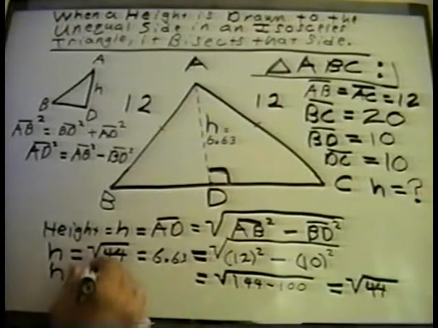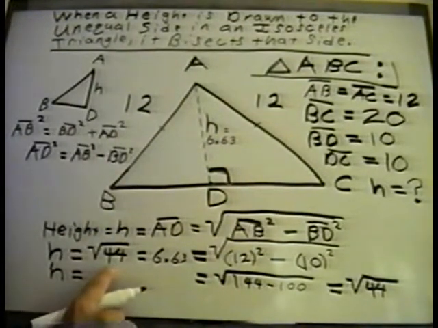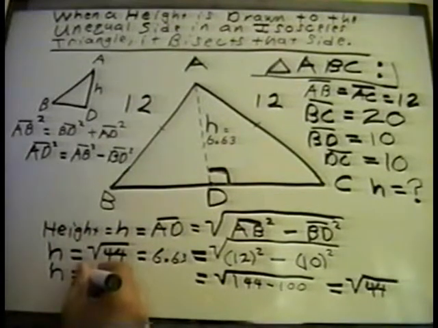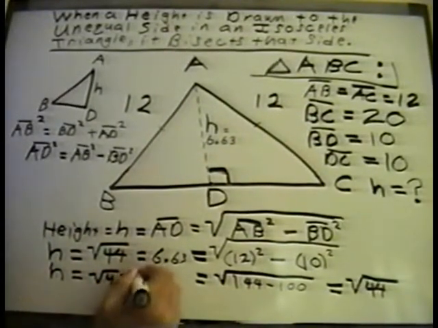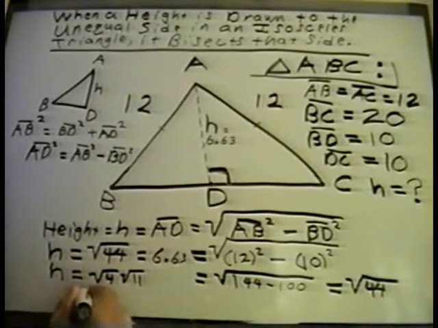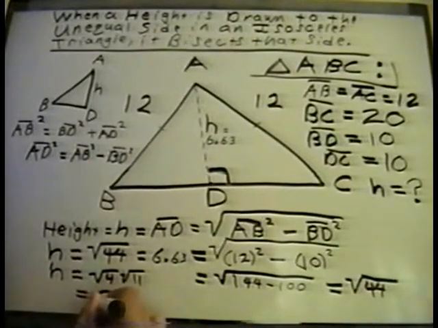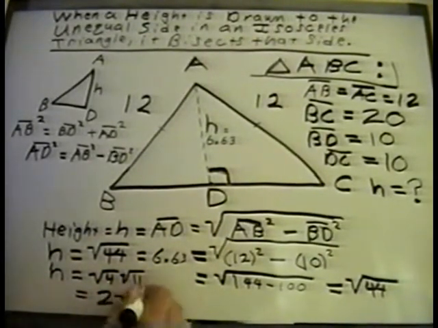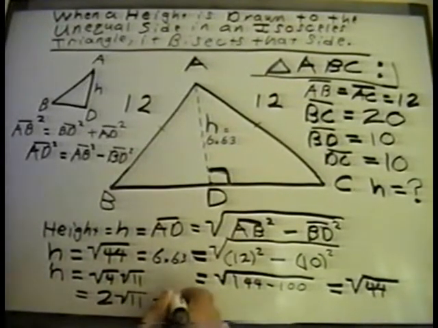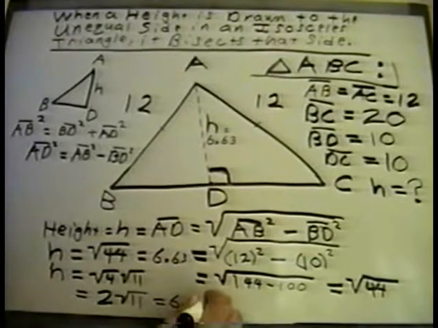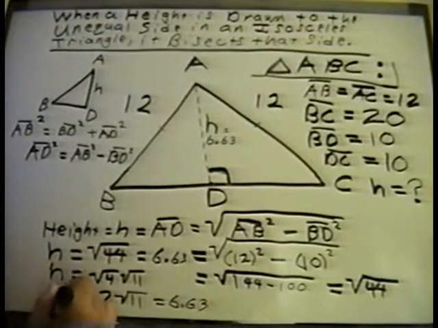The radical value, you can reduce this radical to the square root of 4 by the square root of 11, in which case the square root of 4 reduces to 2. And you get 2 square roots of 11, which is equal to 6.63, which is the height.